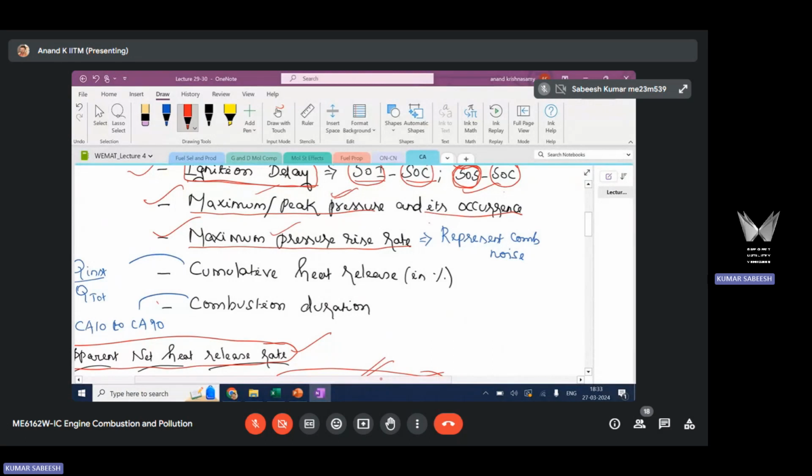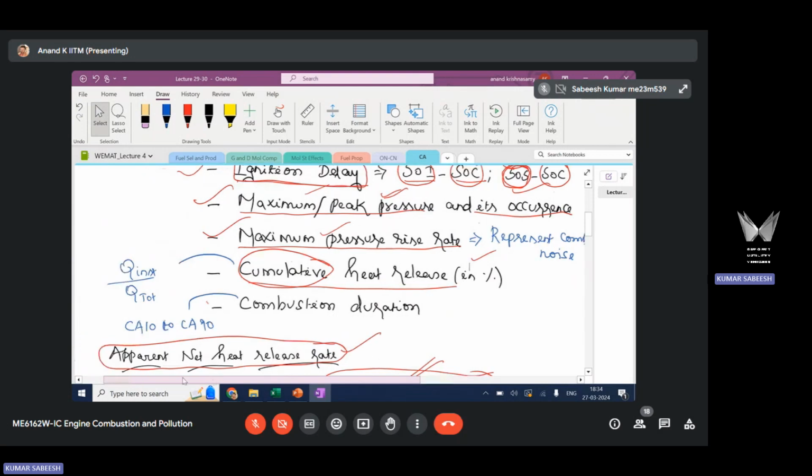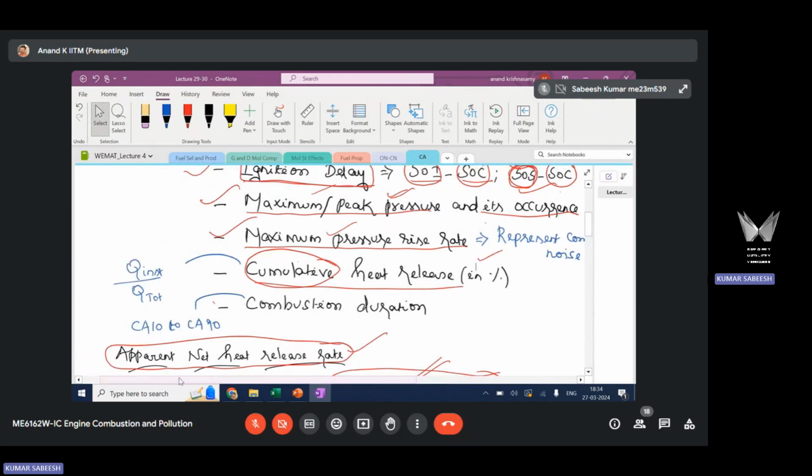Okay, so next one is cumulative heat release. Cumulative heat release in percentage. Cumulative, as the name itself implies, you are adding the heat release. That's what it is, cumulative. But you want to express this cumulative value in percentage. So what we will do to get this is obtained from the instantaneous heat release, whatever we have discussed. This is the ratio of instantaneous heat release to total heat release.